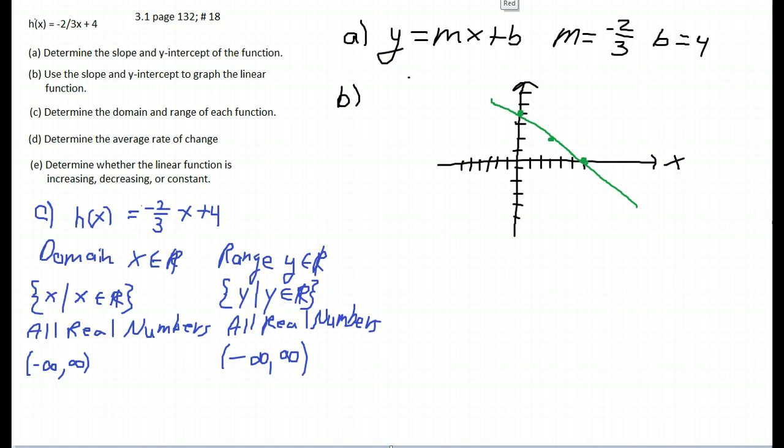Alright, now let's take a look at part D. Part D says, find the average rate of change. Well, average rate of change means find the slope. They are the same thing. So our slope, which is the average rate of change, is negative 2/3.